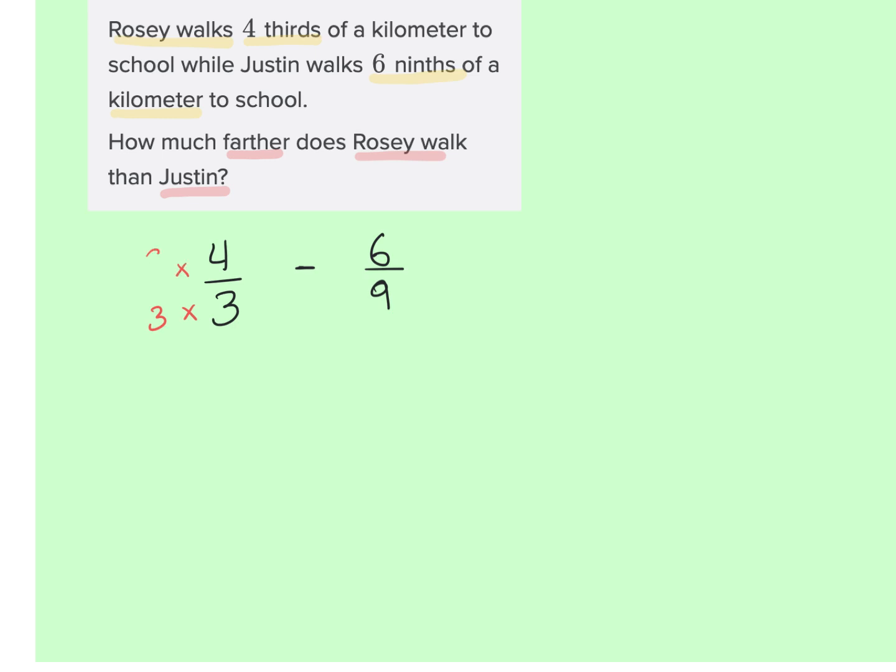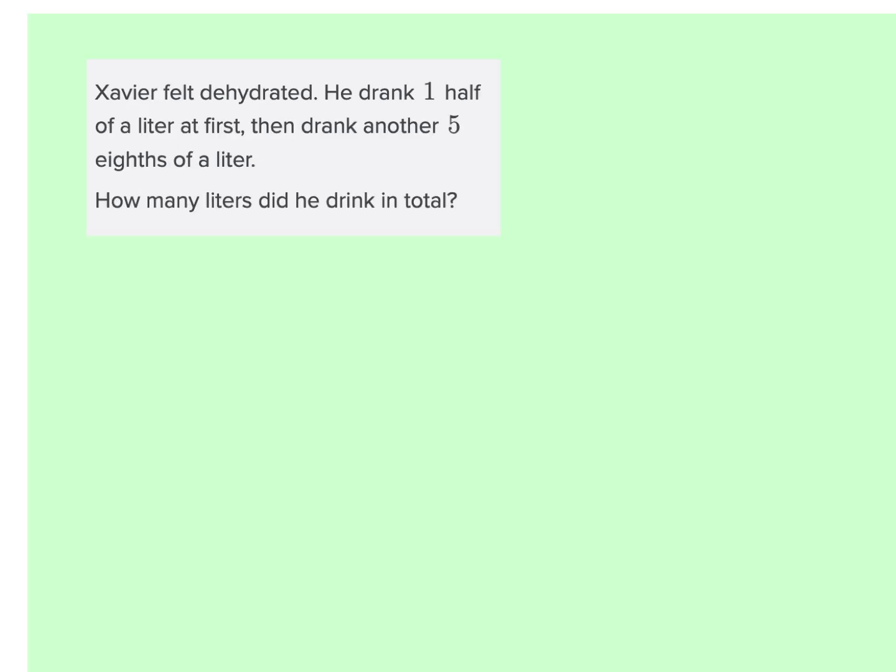Before we can subtract, we need to make our common denominator. Then I can go ahead and do my subtraction. And then don't forget, put your answer in simplest form. What does this equal in simplest form? You should have gotten 2/3. That's correct. Let's look at one more.